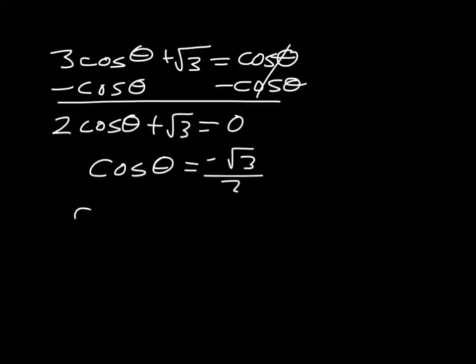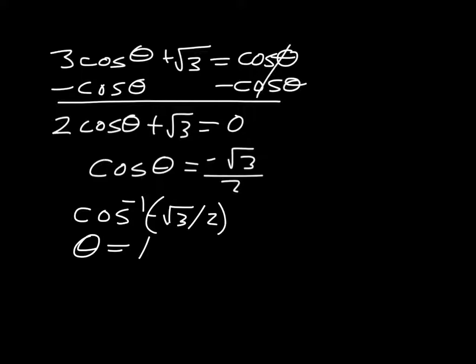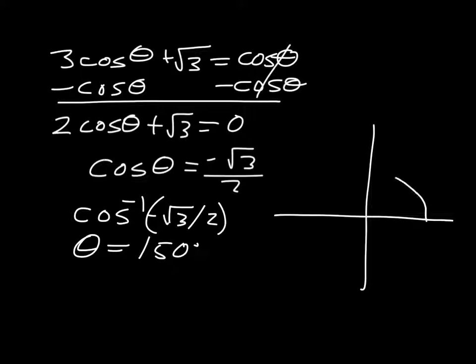So by using the inverse cosine command on the calculator, we can let the calculator give us one of the angles. It's telling me that the angle is worth 150 degrees. I'm looking for all angles that will work in a full circle. So I'm going to locate the first angle right off the bat at 150 degrees.